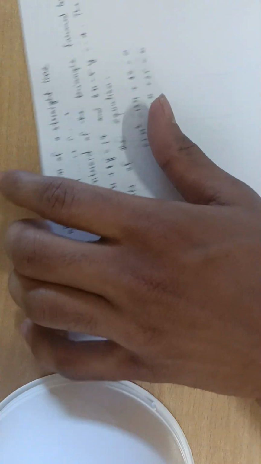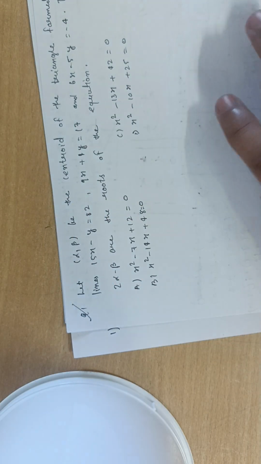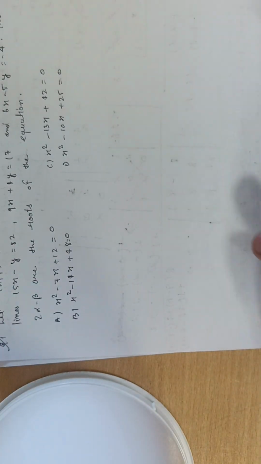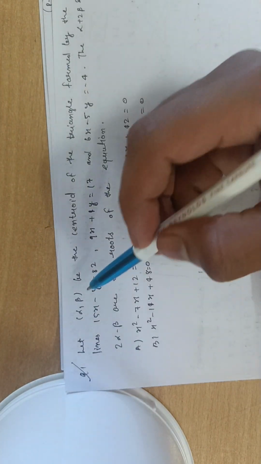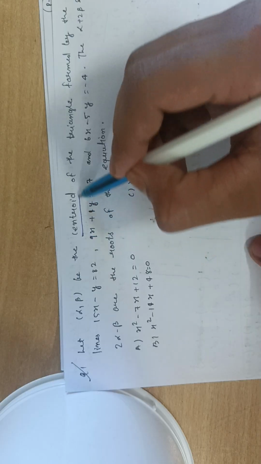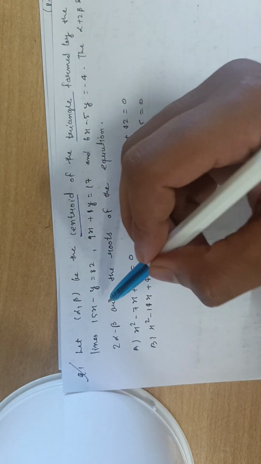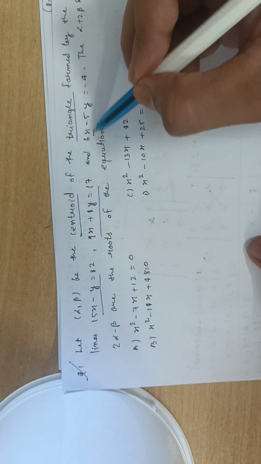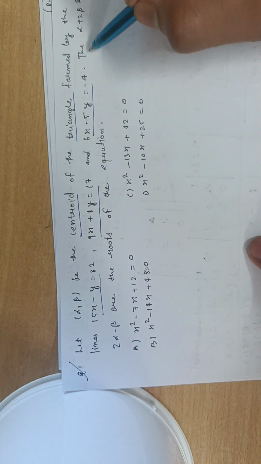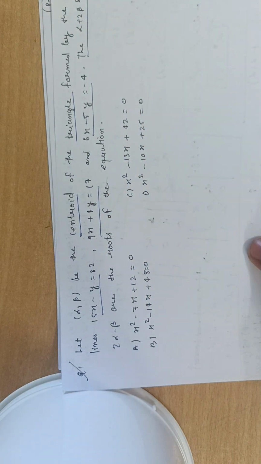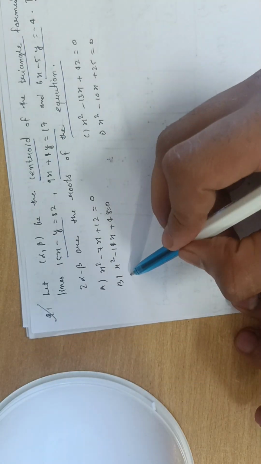This is the question, after which we will see some special cases. First we solve this question. Now in this question, alpha and beta are the centroid of a triangle formed by these lines, and alpha and beta are the roots of a particular equation. So you have to find that required equation.